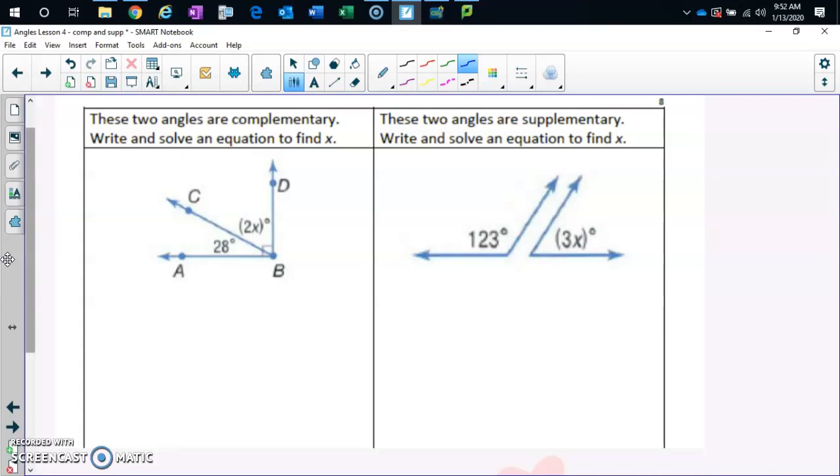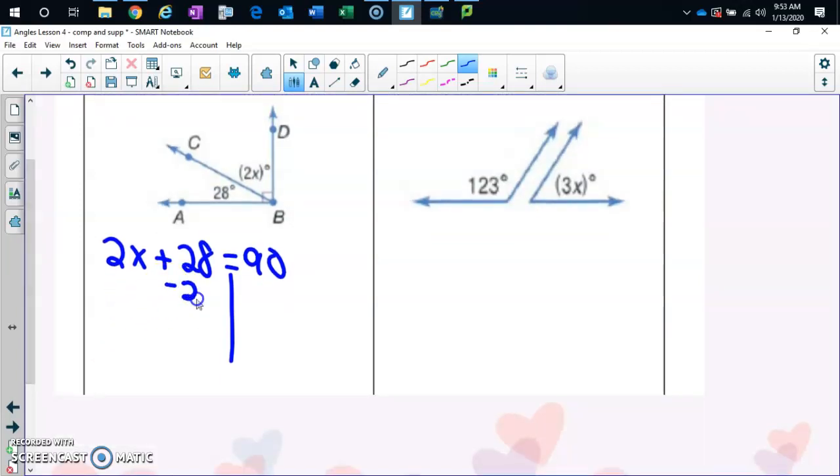They're complementary. Who can give me the equation to solve for x? Mariah. 2x plus 28 equals 90. Awesome job, Mariah. I wouldn't have even needed the words for that because we can see from the picture that those two angles add up to 90 or are complementary. Subtract 28 from both sides. I get 2x is what, 62? Divide both sides by 2.